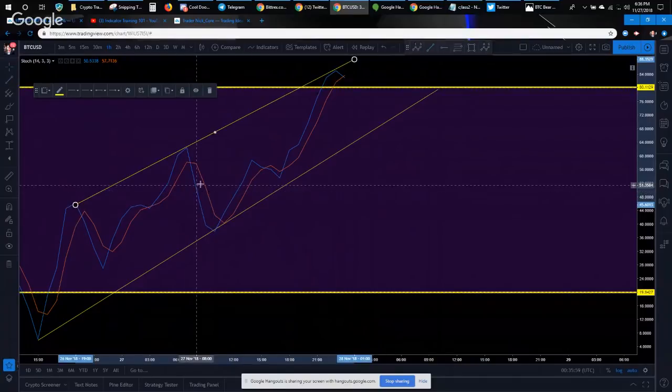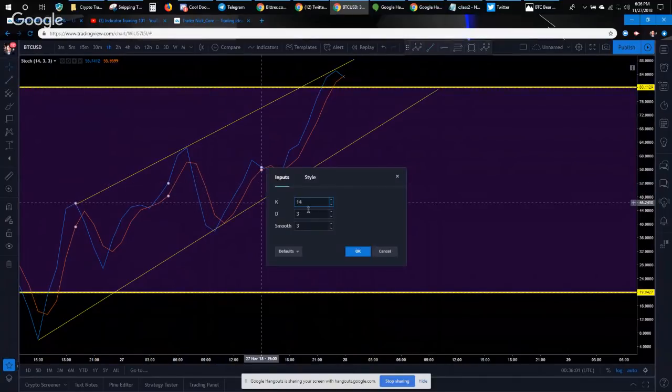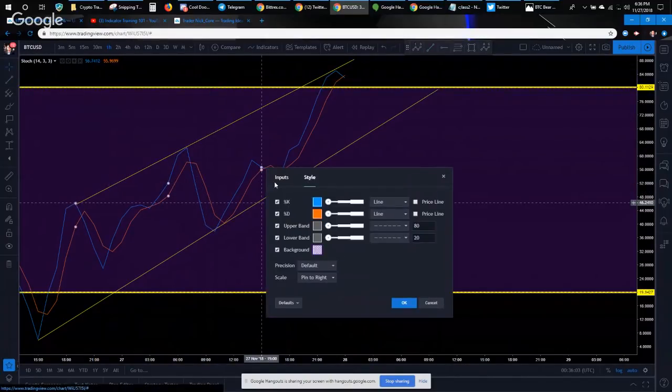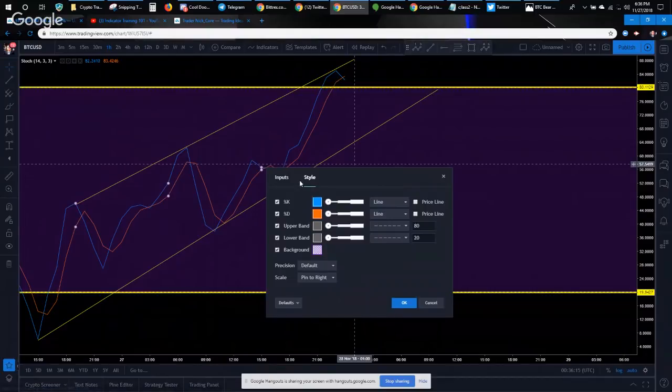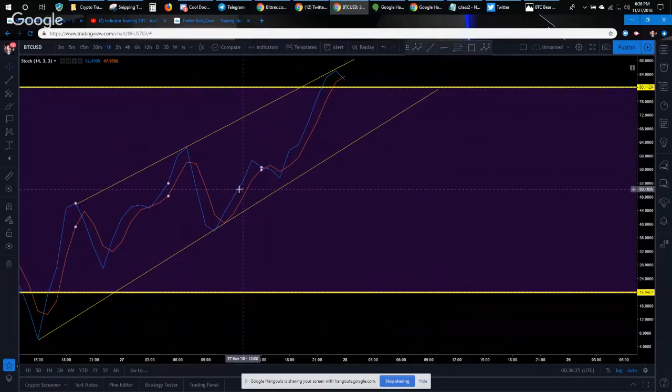Now, the stochastic has two pieces to it. You see this orange line and this blue line. We won't get into how those lines are formed because it doesn't really matter too much on the reading of it. If you'd like to research it, just search stochastic and you can see how they form these. But picture them as a form of a moving average on a price close, is the best way I can describe it. But your K line, which is your blue line on the stochastic, is your faster moving line, and your orange is your slower moving line.